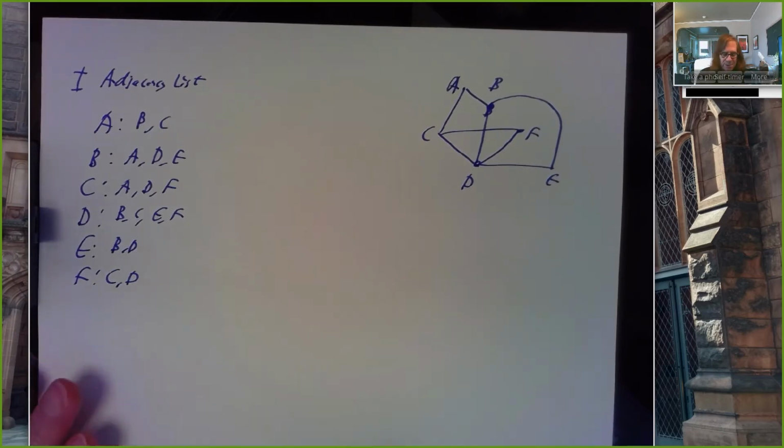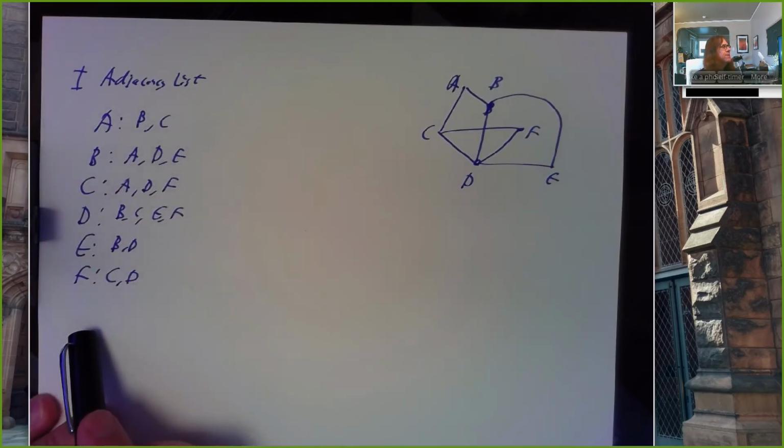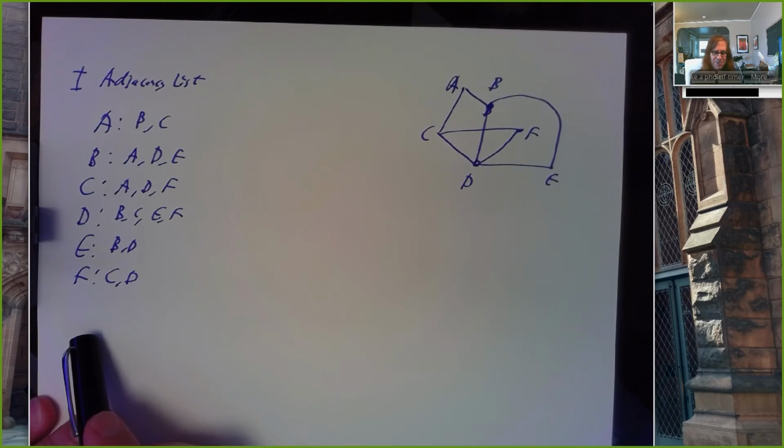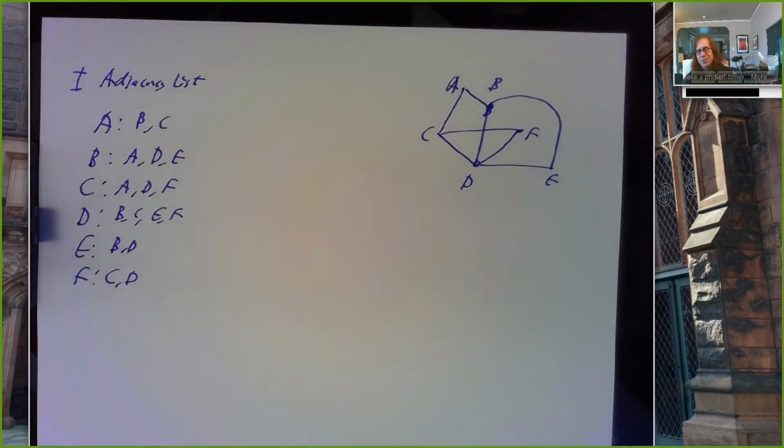So how would we store this in a computer? A linked list would work. You could have an array of vertices, and associated with each element in that array, you would have the name of the vertex and then a linked list showing the vertices that are connected to it or adjacent to it.